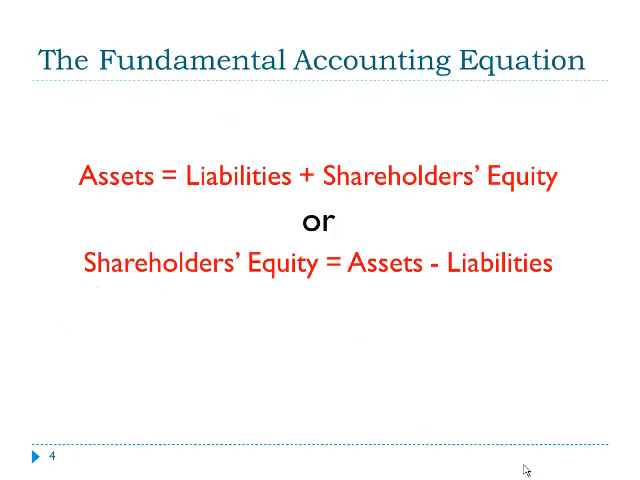Here's our fundamental accounting equation. Assets are equal to liabilities plus shareholders' equity. This is always true. It means that if there's a change in any one element here, then there has to be a change in another element also in order to maintain this equality.